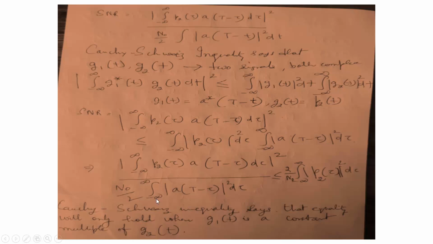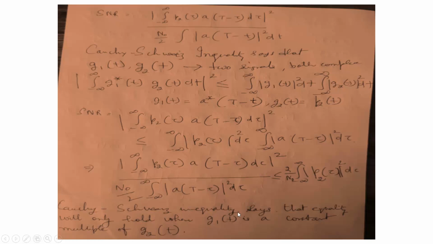So one integral will go with the noise power, and what we will be left with is 2 by N naught, because it will be N naught by 2 in the denominator, so it becomes 2 by N naught times the integral of the magnitude squared of P2(tau) d tau. This is actually the energy of the signal. I'm using the Cauchy-Schwarz inequality here, but I'm using the equality to replace this single integral with two integrals like this. I will explain in the next slide when this equality will hold.